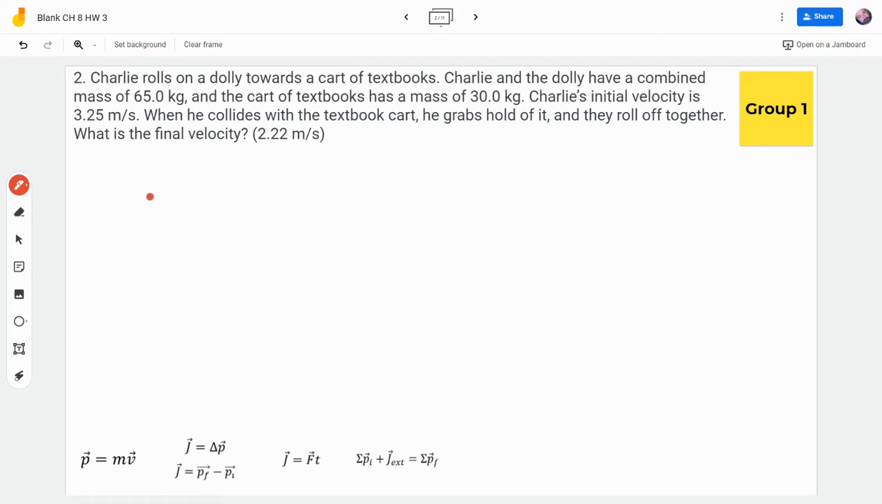So you grab your red pen and you do step one. So what are we looking for? We're looking for the final velocity.